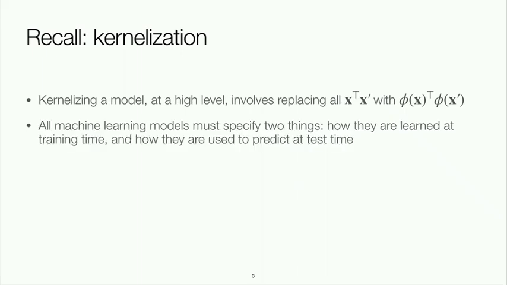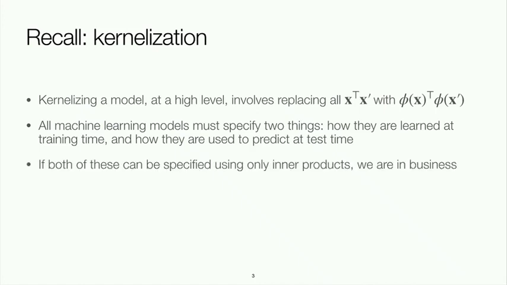All machine learning models have to specify two things. The first thing is, how are they learned at training time? What's the training procedure, what's the optimization problem, what's the algorithm, et cetera? And then also, once that training is done, how is the model actually used? What's the rule or the prediction that it's going to make when it's given a new data point? Those are the two things that need to be specified by all machine learning models. And as long as both of these things can be specified using only inner products, then we're in business, right? That's the basic idea.